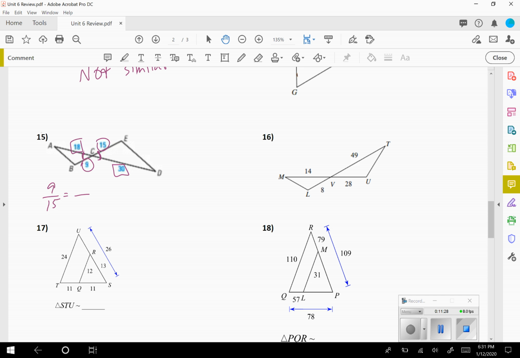Okay, we can divide both of these by 3, so you get 3/5. Okay, and we have to do 18 over 30. We can divide both of those by 6. So 18 divided by 6 is 3, and 30 divided by 6 is 5. Okay, we got the same ratio there. So they are similar. So triangle ACB is similar to triangle DCE by side angle side. I did ACB, so I went big side, middle, and then small side.